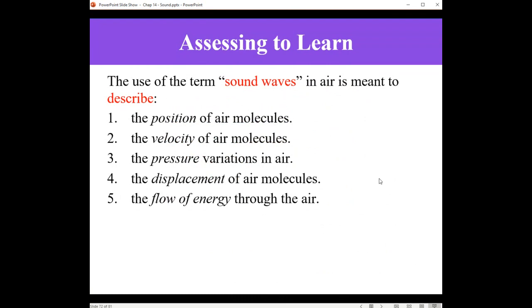The use of the term sound waves in air is meant the position of air, the velocity of air, the pressure variations in air, the displacement of air, the flow of energy through air. We know that compressions and rarefactions are changes in the pressure of air. So yes, this is the answer. Sound waves mean the pressure variations in the air.